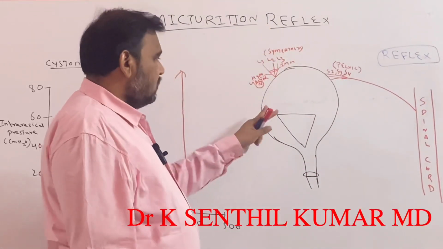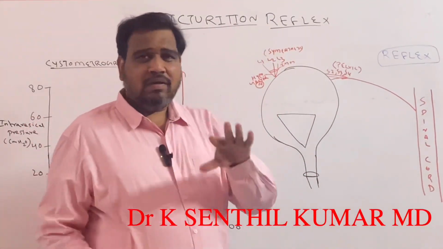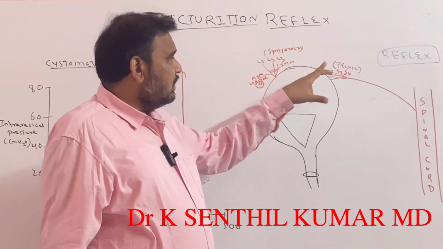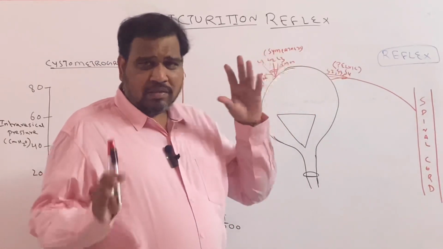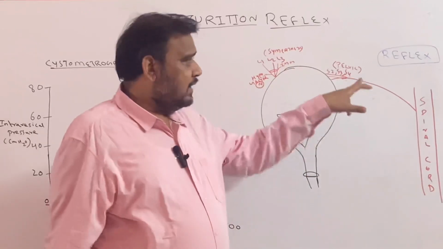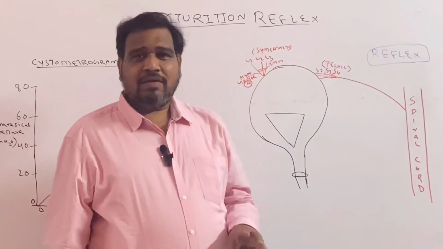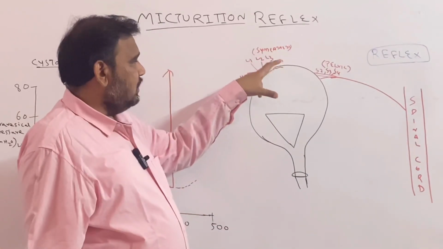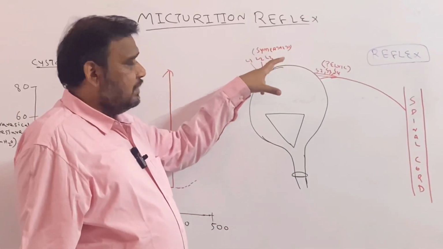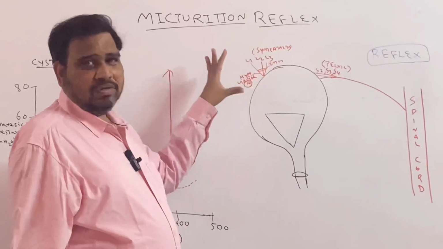Regarding innervation, the bladder is mainly innervated by sympathetic as well as parasympathetic nerves. The main nerve involved in micturition is parasympathetic, the pelvic nerve, mainly sacral S2, S3, S4. Sympathetic innervation is by L1, L2, L3, going via the inferior mesenteric ganglion, and the nerve is the hypogastric nerve.